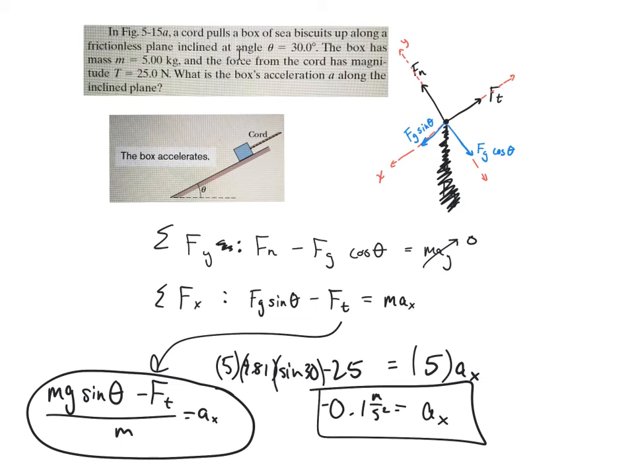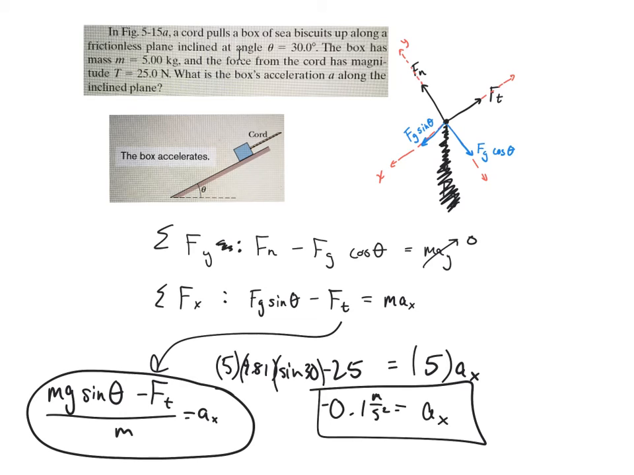And it's going to start to do what? It's going to start to slide back down. Because this value, remember, is the weight of the object pulling down the ramp. If the weight of the object pulling down the ramp exceeds the tension pulling up the ramp, it will slide down the ramp. In our problem, tension was greater than the weight pulling down.